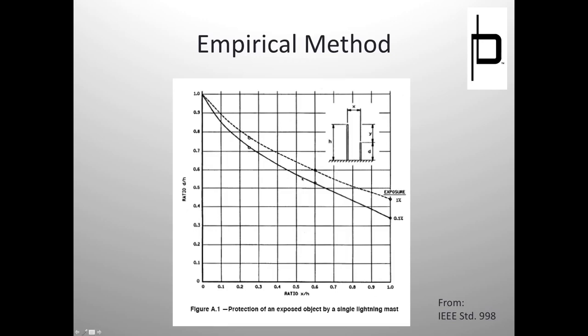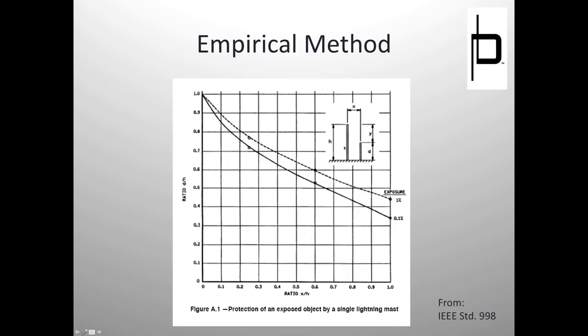The way this works, and there's several curves like this, but H is representing the height of your mast. You have a mast or a shield wire, or whatever. There's another chart for shield wire. But H represents the height of your mast. D represents the height of your equipment. And X represents the distance away your equipment is from your mast. So from these ratios, you can see how far away you can safely place your equipment. Let's give you an example.